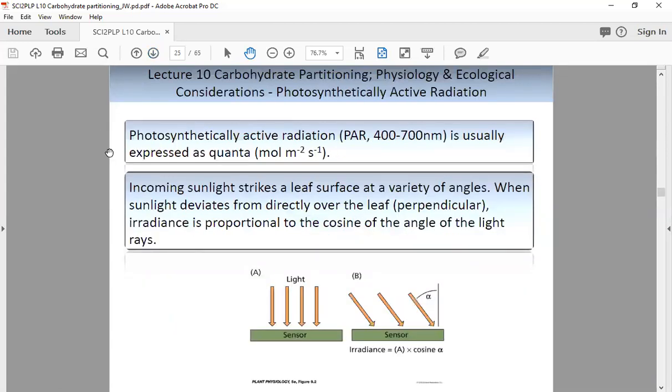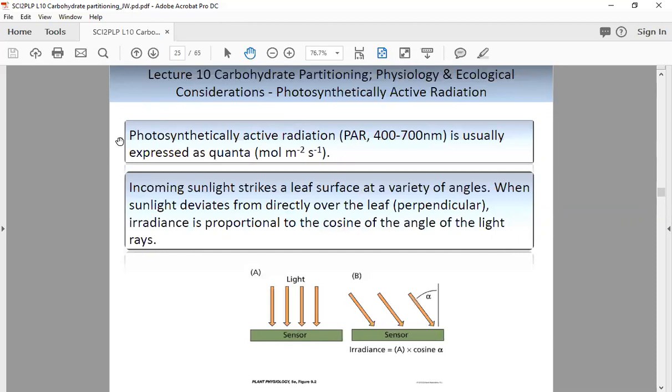All right, let's consider a very important term here, photosynthetically active radiation, or PAR. So this describes the wavelengths of light between 400 and 700 nanometers. And of course, these are the wavelengths of light that are important for plants, for photosynthesis. So photosynthetically active radiation, or PAR, is usually expressed as quanta.